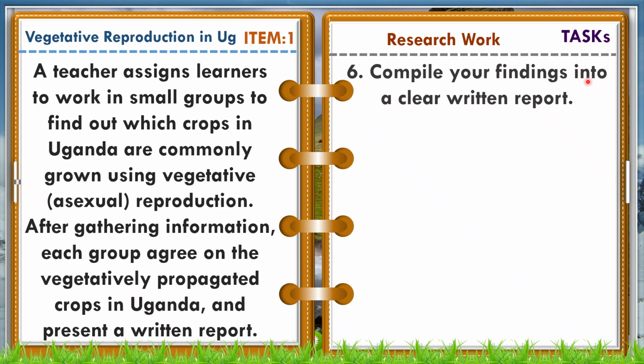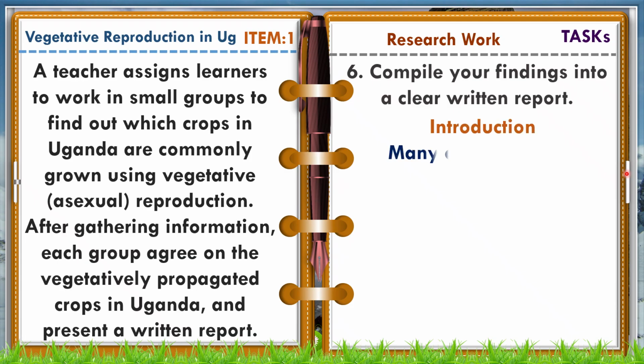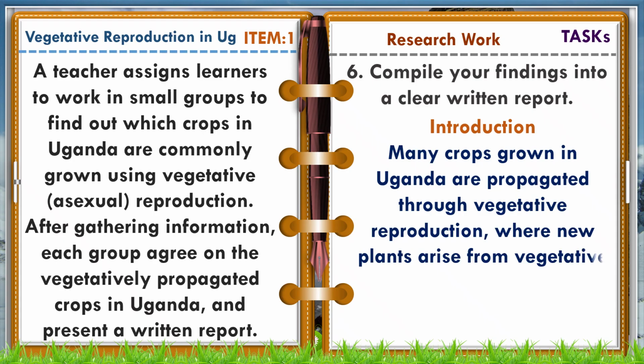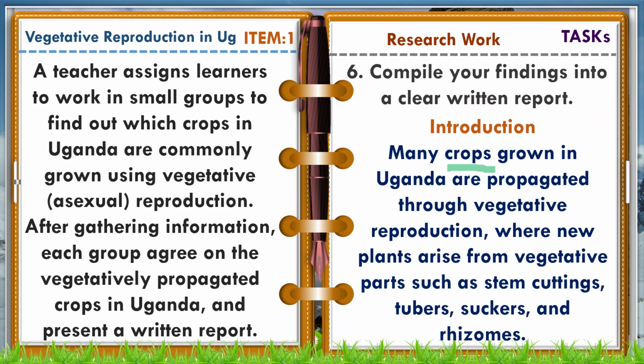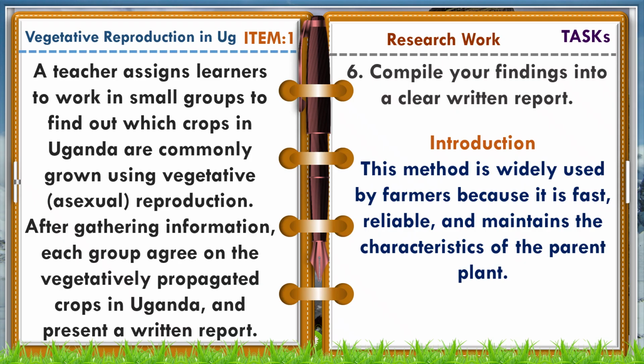Compile your findings into a clear written report. So let's produce our report. We shall have the introduction. And here we say that many crops grown in Uganda are propagated through vegetative reproduction, whereby a new plant arises from vegetative parts such as stem cuttings, tubers, suckers, and rhizomes. This method is widely used by farmers because it is fast, it is reliable, and it maintains the characteristics of the parent plants.